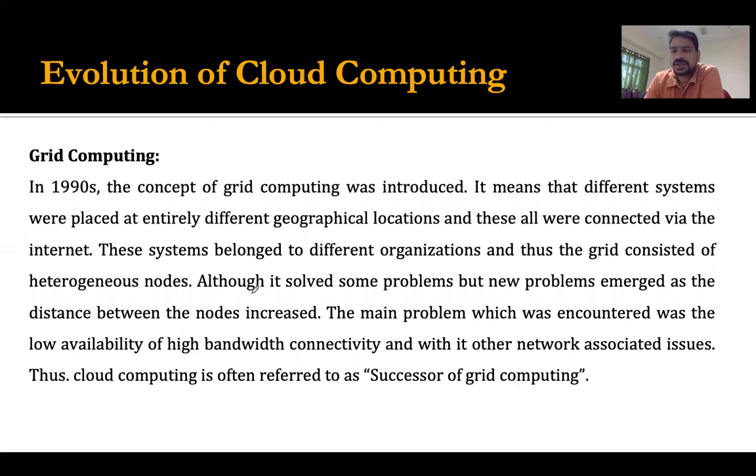But what happened in the grid computing? So in the 1990s, the concept of grid computing was introduced. It means that different systems were placed in entirely different geographical locations, and these all were connected via the internet. These systems belong to different organizations, and thus the grid consisted of heterogeneous nodes. Although it solves some problems, new problems emerge as the distance between the nodes increases.